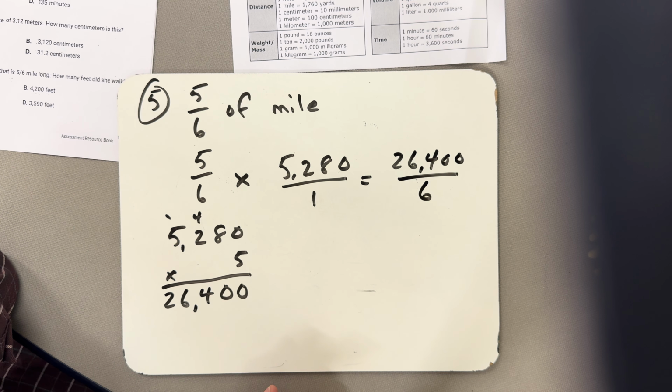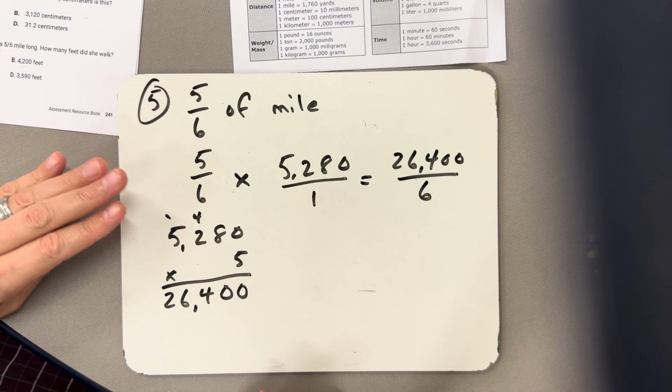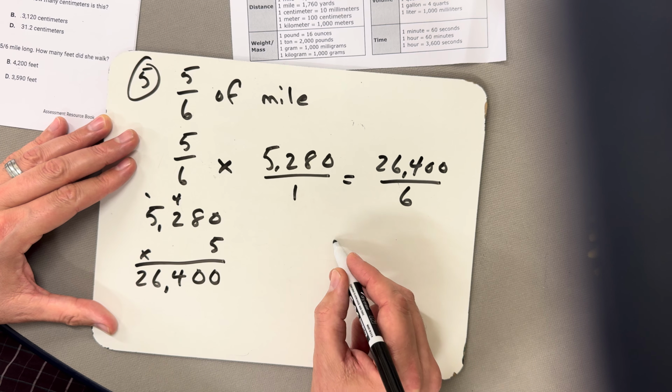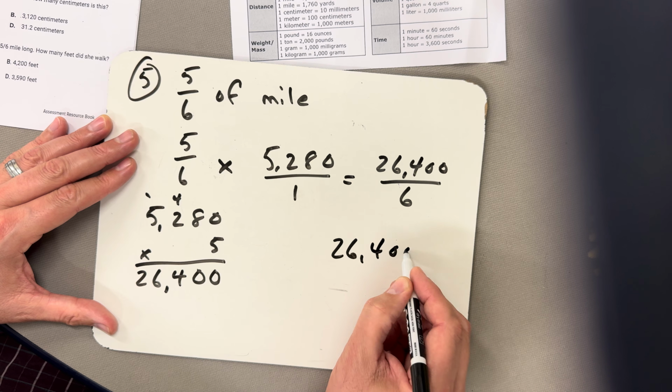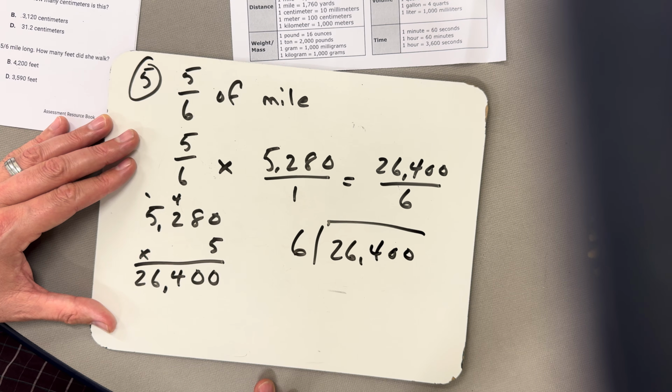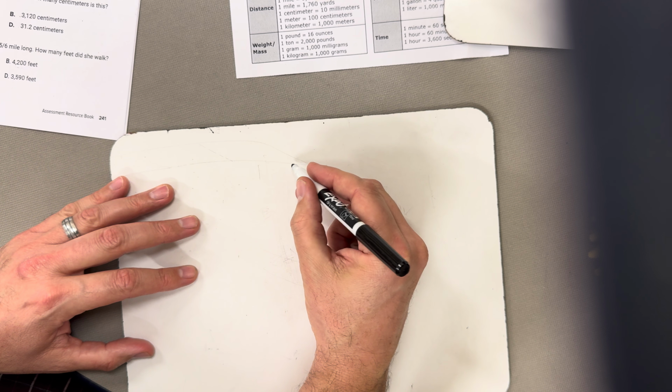Yeah, I don't really love this way of doing it. Offhand, I don't see an easier way. If somebody thinks of an easier way, let us know. Because 26,400 divided by 6 is going to involve some thinking, right? Let's get a different whiteboard here. 26,400 divided by 6.